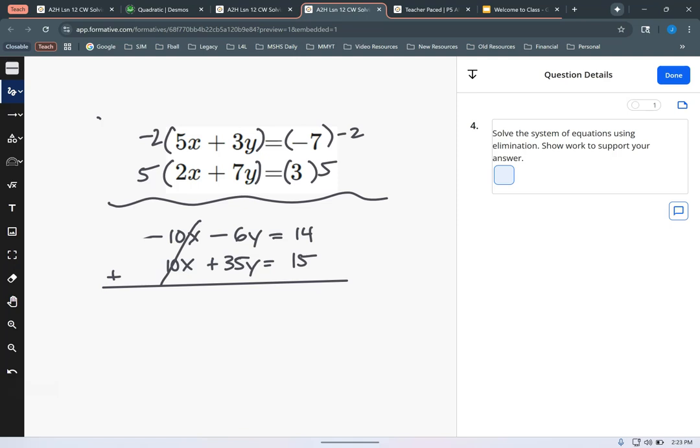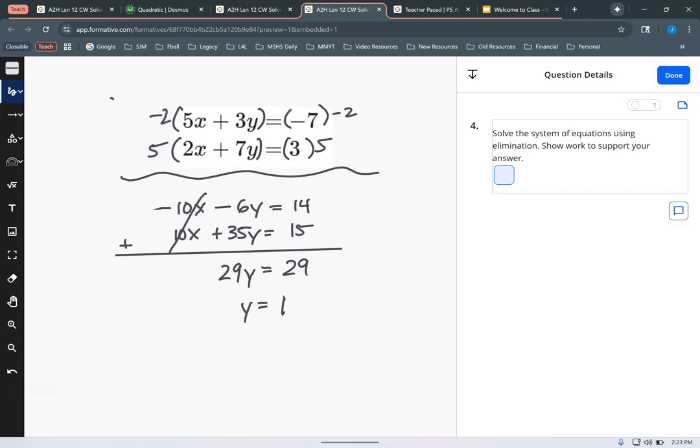10x's cancel out. So I got positive 35 and negative 6. That's positive 29. 29y is equal to, oh, that's good, 29. Oh, that's nice, huh? Divide by 29 and we get uno. Y is equal to 1.